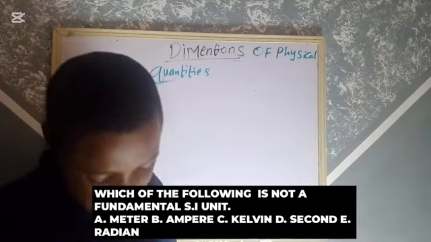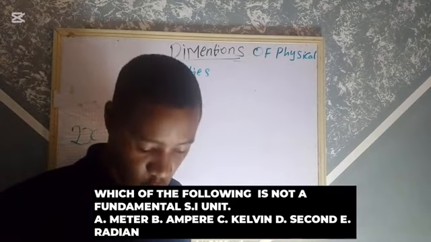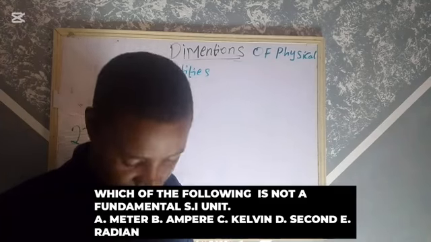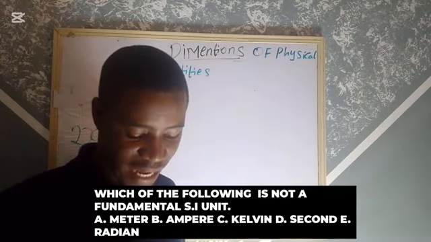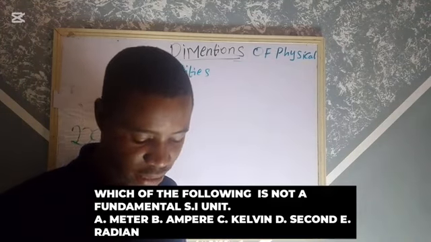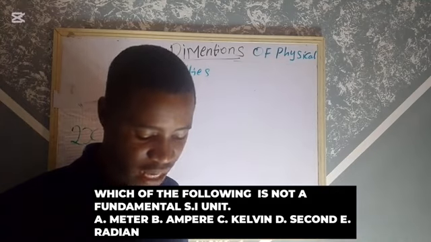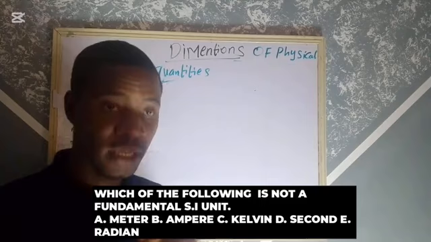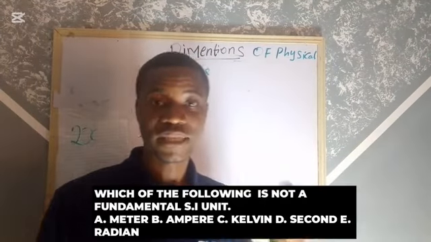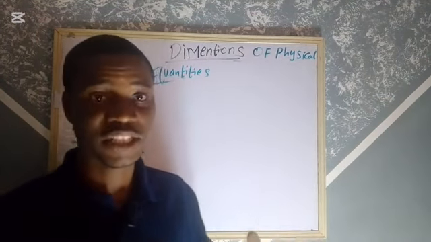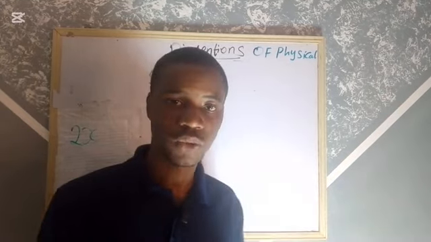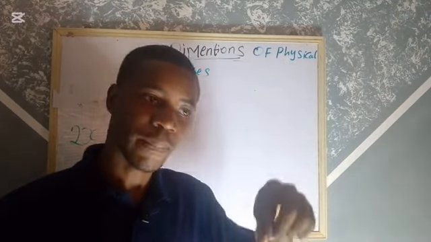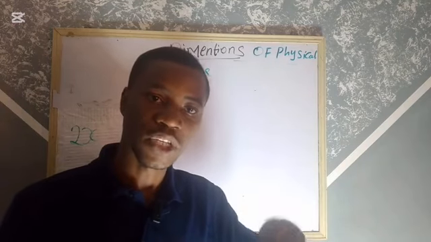Option A, meter. Option B, ampere. Option C, Kelvin. Option D, seconds. And E, radian. I will leave you to answer this question. If you actually paid attention in yesterday's class, you should know the answer. Answer the question and put your answer in the comment section.